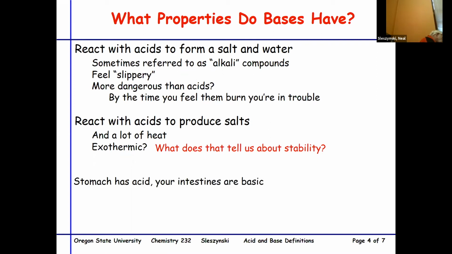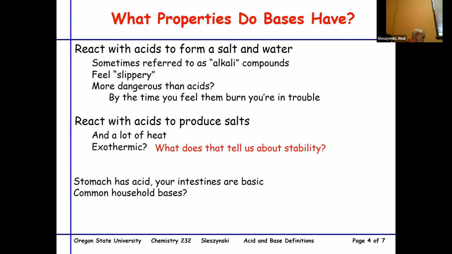While your stomach has acid, once your food passes through your stomach, your intestines are actually basic. So our biological systems have evolved to expose our food first to acid to start the digestive process, and then to bases to continue that digestive process.